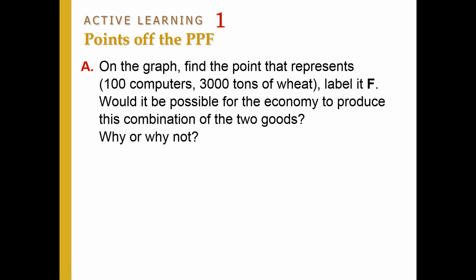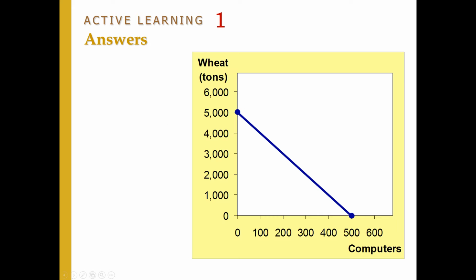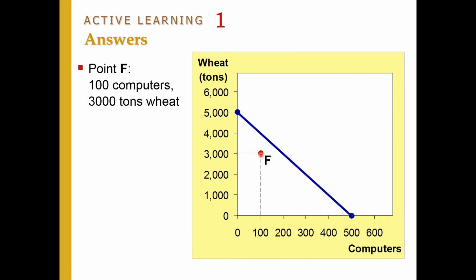Now let's look at another point, point F. This point is us producing 100 computers and 3,000 tons of wheat. Where would that be? That would be right here, point F. Now remember, we constructed the line using all of our resources. Those were efficient points. This point is inside the curve.